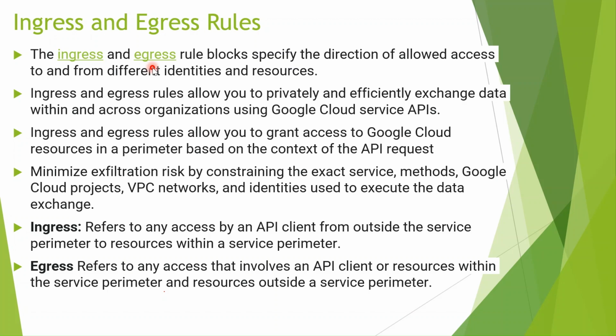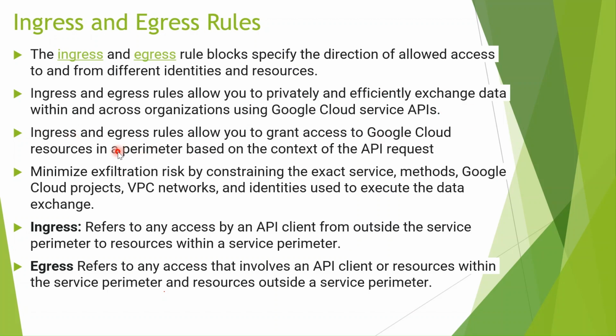Suppose you want to allow some traffic inside a perimeter, so you can use ingress, and if you want some traffic to go outside of the perimeter, we can use egress rules. With the help of these, it allows us to privately and efficiently exchange data within the organization and across organizations by using Google Cloud private APIs.